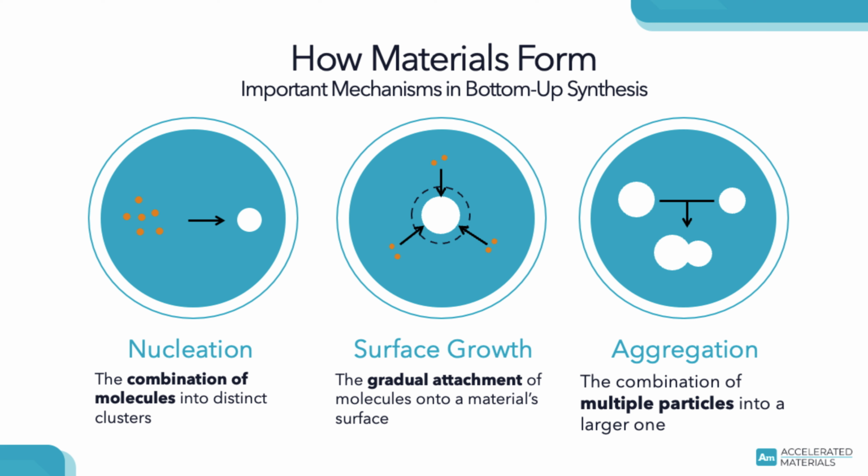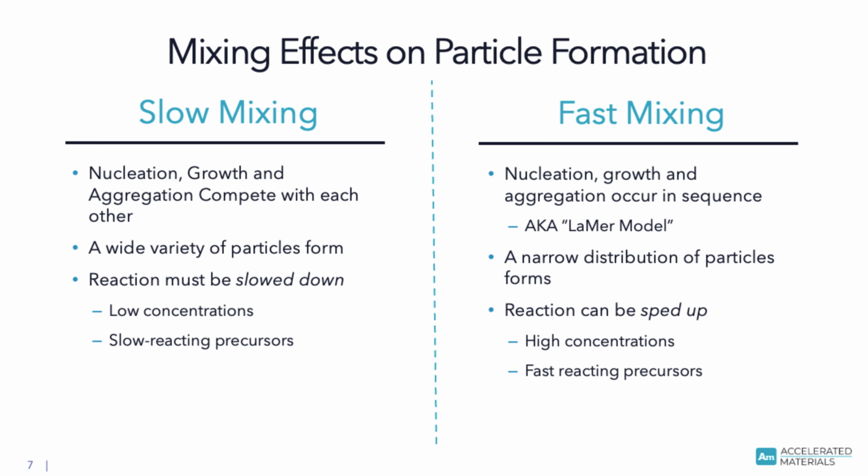And essentially, mixing is important because these processes all happen at different speeds and at different times in the process. But if you have poor mixing, then this can actually result in the formation of all three mechanisms at once. If you have slow mixing, nucleation, growth, and aggregation compete with each other. And as a result, you get a very broad distribution of particle shapes and sizes. And therefore, what people conventionally do with batch technology is they slow down their reaction so that your mixing can catch up to your reaction. So basically, that means lowering your concentration and using slow reactant precursors, which are typically organic.